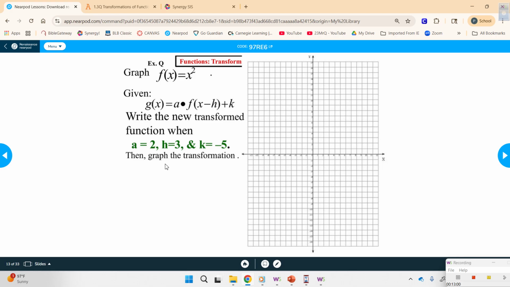Write the whole thing. I'm going to give you time so you can write the whole thing on the top left. Copy it as it is, and I'm going to use green for the transformation of a equals 2, h equals 3, and k equals -5. Copy that first. All right.